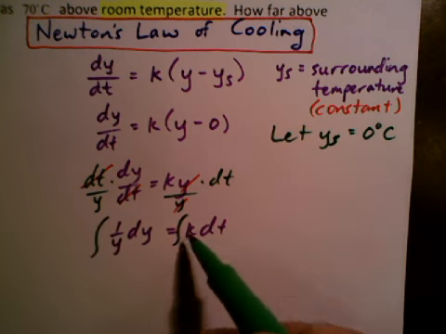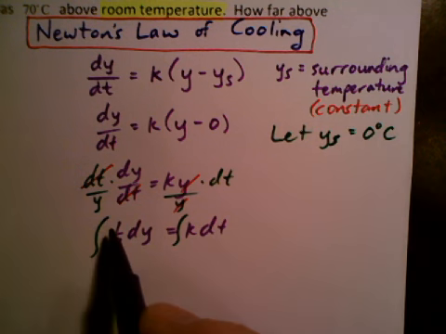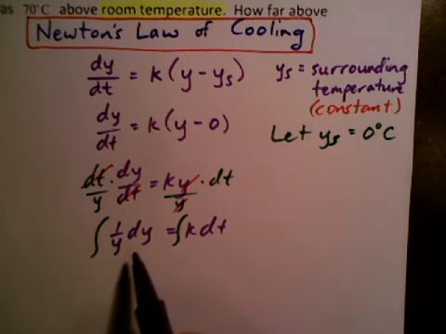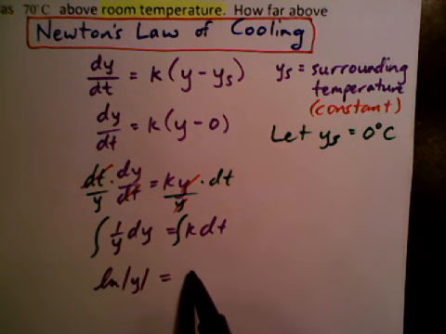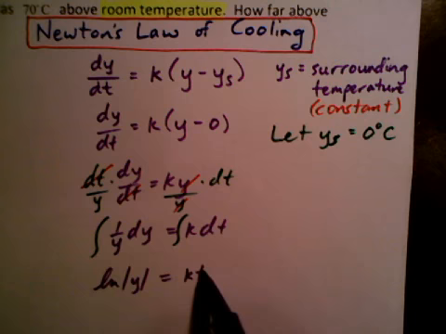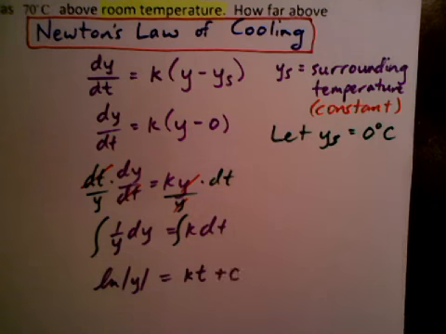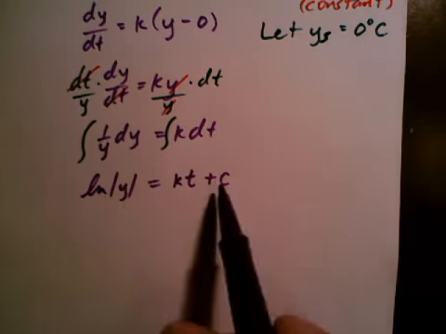Okay, so we're going to go ahead and integrate both sides, and on the left side we know that the antiderivative of 1 over y dy is ln of the absolute value of y equals, now the antiderivative of k, since k is a constant, is just kt plus c.